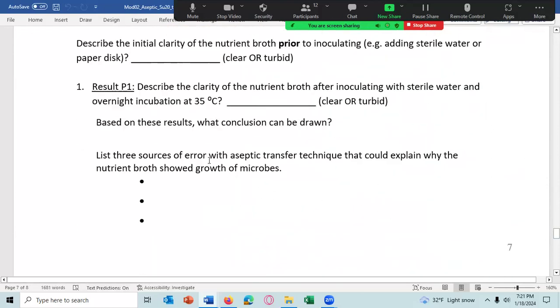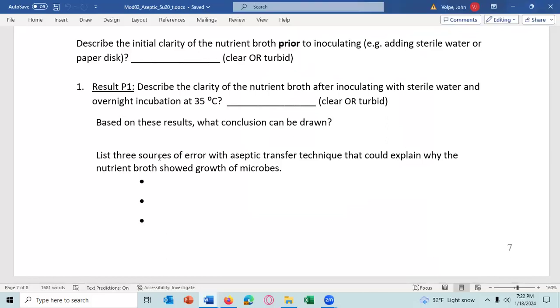Based on these results, what conclusion can be drawn? And you must use wording similar to the table. If you don't use wording similar to the table, I will mark it wrong. It doesn't have to be the exact wording. It just has to be similar. Then you must talk about whether there's growth in the tube or not, and if the aseptic transfer was successful or not.